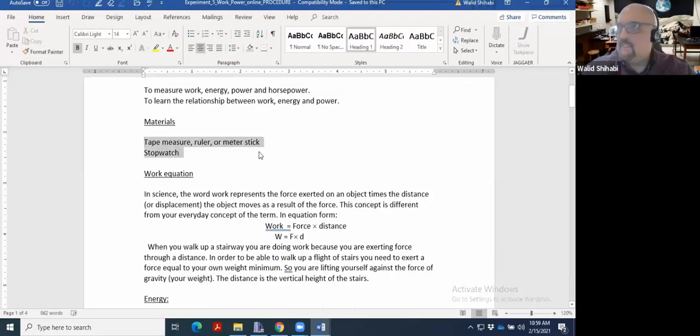This will be a physical lab. It's not virtual labs like the previous labs. So you have to do an activity. The activity will require a ruler or measuring tape. So it's basically measuring tape, ruler, or meter stick. Well, I already have that. Okay. Tape, measuring tape, ruler, or meter stick, and then stopwatch.